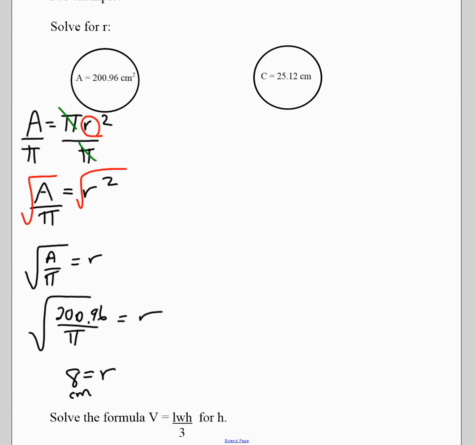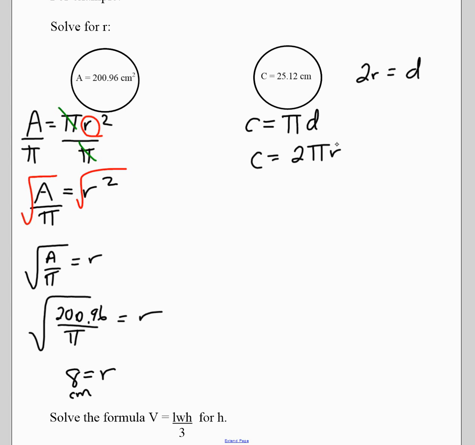Okay, let's go through what we do if we're given circumference. Well, on our formula sheet, we see that circumference is equal to pi times diameter. Or it's equal to 2 pi r, because 2 radiuses equals 1 diameter. And so we can replace the diameter with 2 radiuses. Again, the question said to solve for radius. How are we going to do that?